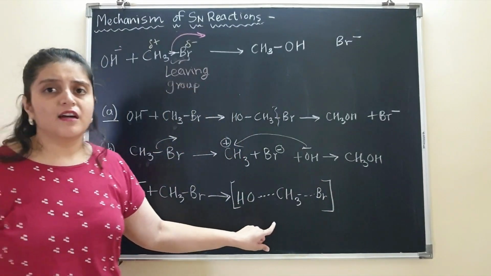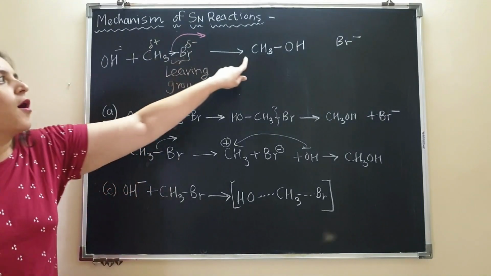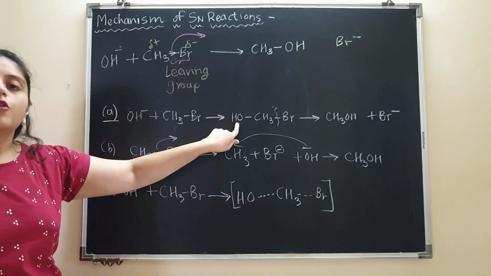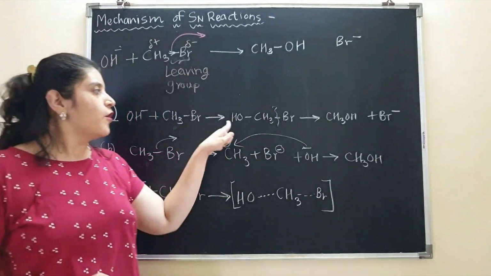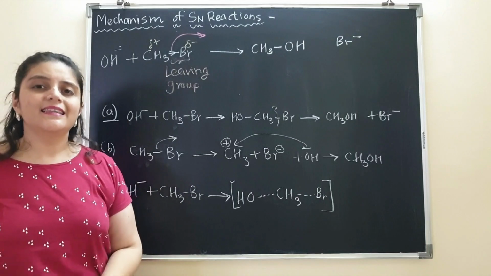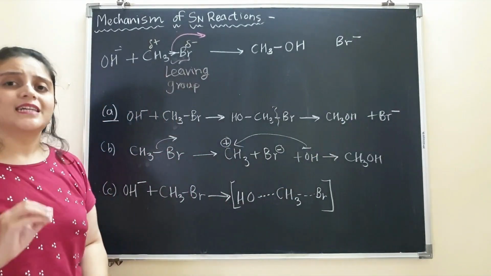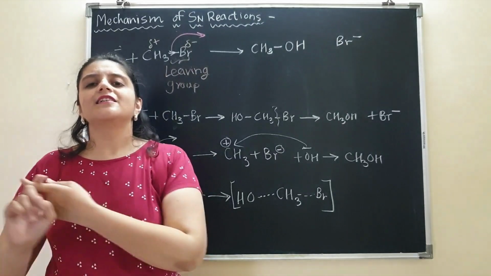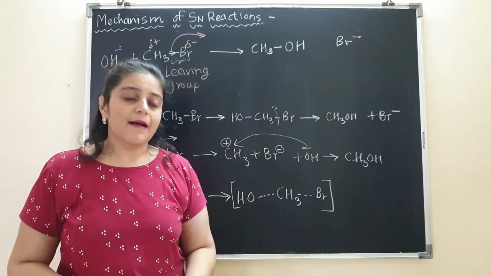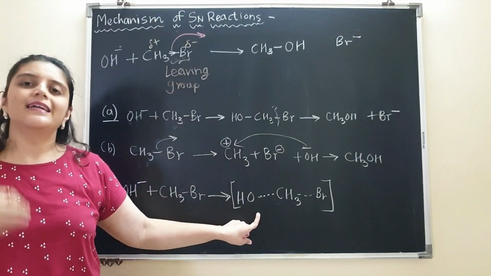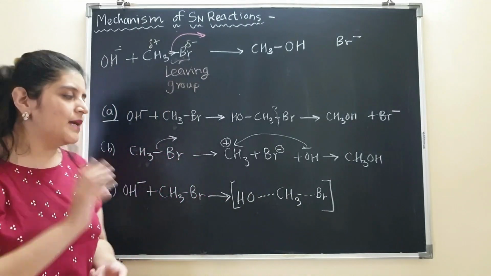Okay, so now understand the difference between the first route and this one. Here the new bond is formed first and then the older bond is broken. So formation of the bond is complete and then the breaking of the bond has taken place. But in this step both the actions are taking place simultaneously. Nothing is first and nothing is second. What is happening is formation of the new bond and at the same time breaking of the old bond is taking place simultaneously.